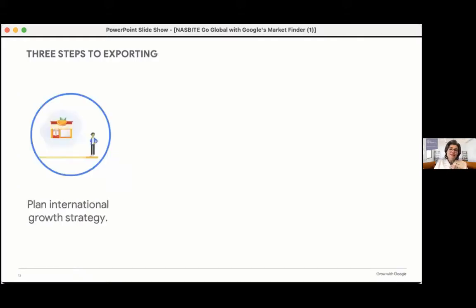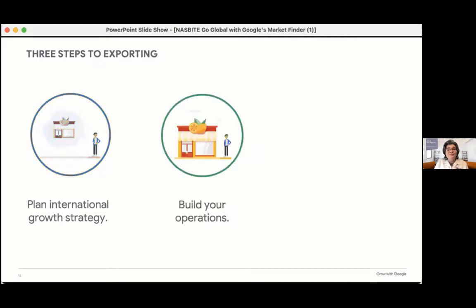Once you have decided to export, there are 3 major steps you need to take. First, you want to determine where is the best market for your business. A recent Google survey found that 70% of small business enterprises said they lack the skills needed to find the best overseas markets to enter.